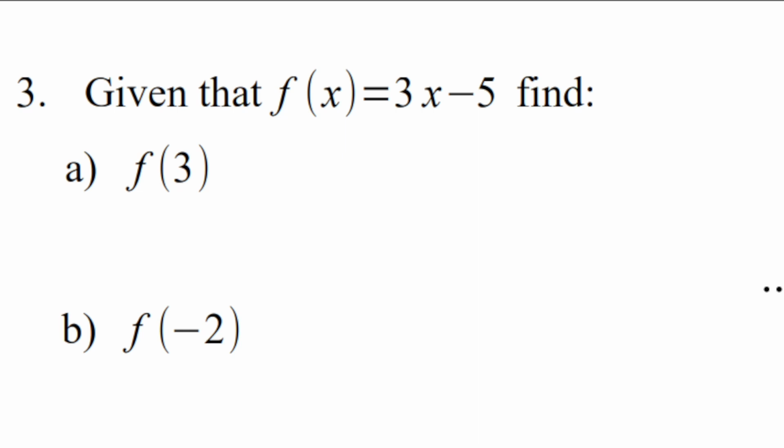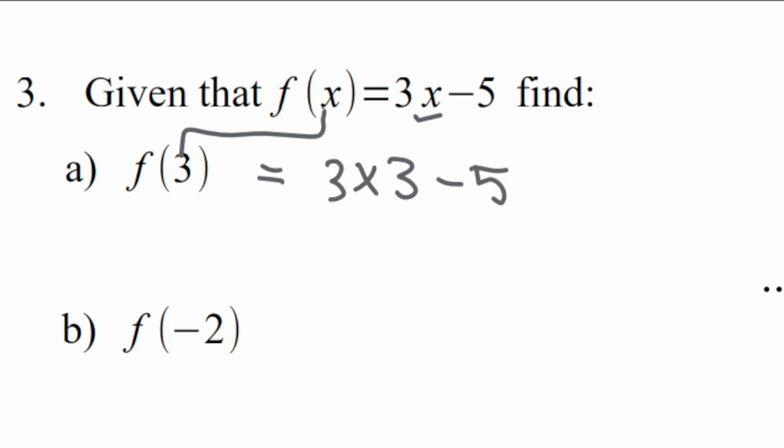Find f of 3. X is replaced by 3, so I replace this x by 3. So it's equal to 3 times 3 minus 5. Once a student asked me, why is it times? Do you know 3x means 3 times x? There is a times here, but we don't write it because then it will look something like 3xx, right? So 3x is actually 3 times x. That's why I did 3 times 3 minus 5, which is 9 minus 5, which is 4.